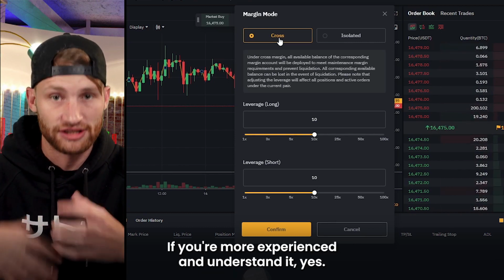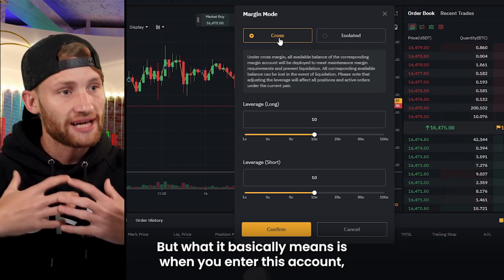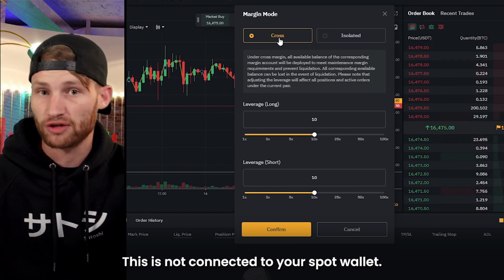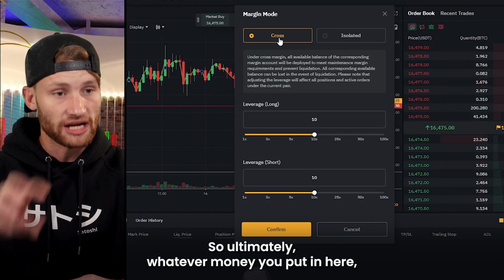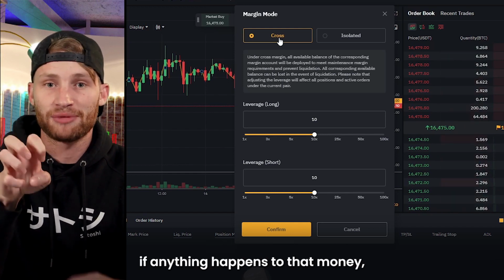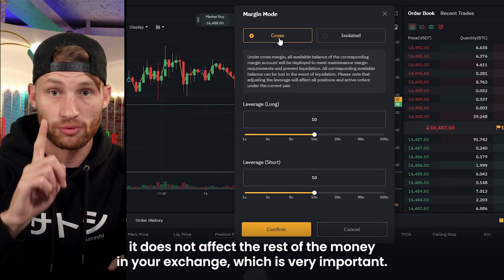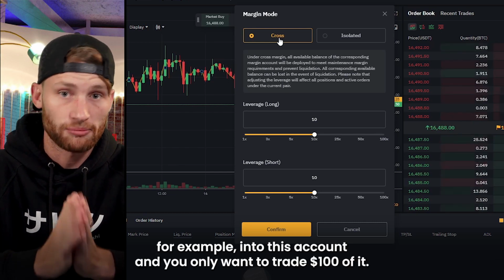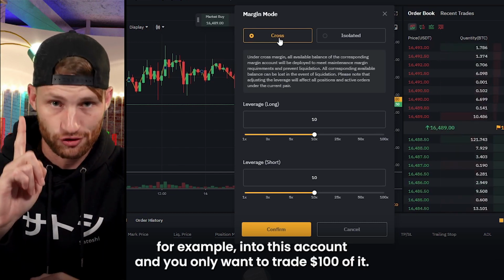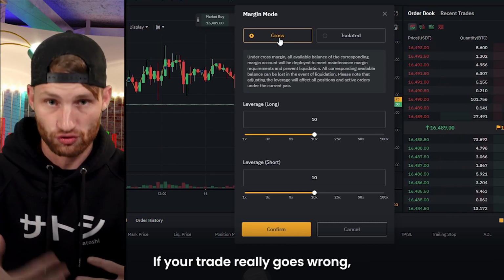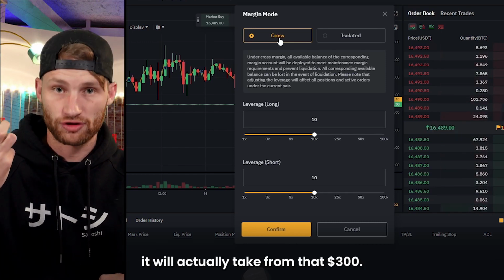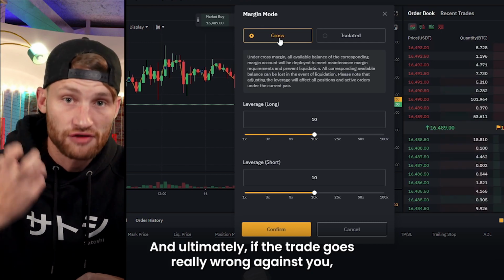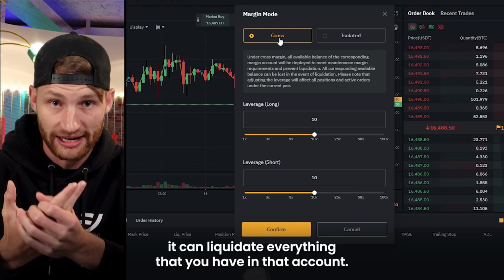If you're more experienced and understand it, yes, but what it basically means is when you enter this account, it's a separate wallet from any of your other wallets. This is not connected to your spot wallet. It's not connected to anything else. So whatever money you put in here, if anything happens to that money, it does not affect the rest of your money on the exchange, which is very important. But secondly, if you put $300, for example, into this account, and you only want to trade $100 of it, if your trade really goes wrong, it will actually take from that $300. Even though you only put $100 in, it will use all the collateral. And if the trade goes really wrong against you, it can liquidate everything that you have in that account.